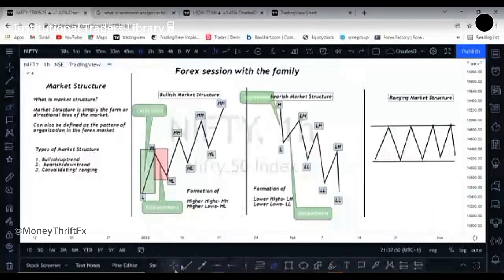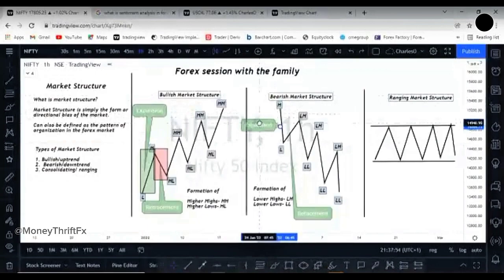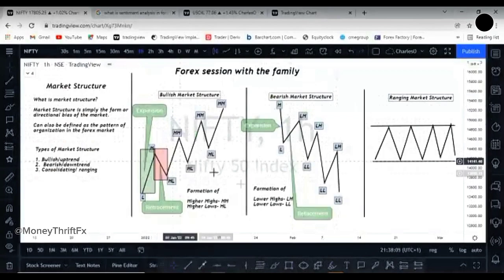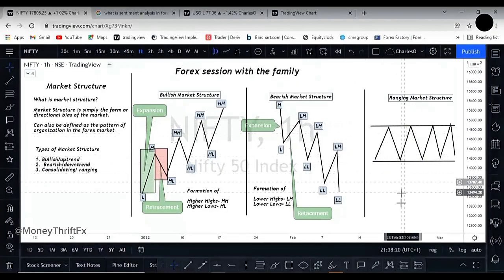So this is how we identify a bearish and then a bullish market structure, how we try to identify them. We want this pattern to form before we can say the market is bullish or before we can say the market is bearish. A ranging market is not forming higher highs, higher lows, lower lows, or lower highs, right? What the market is doing is just moving within a range, with this top range and then the low range, right?